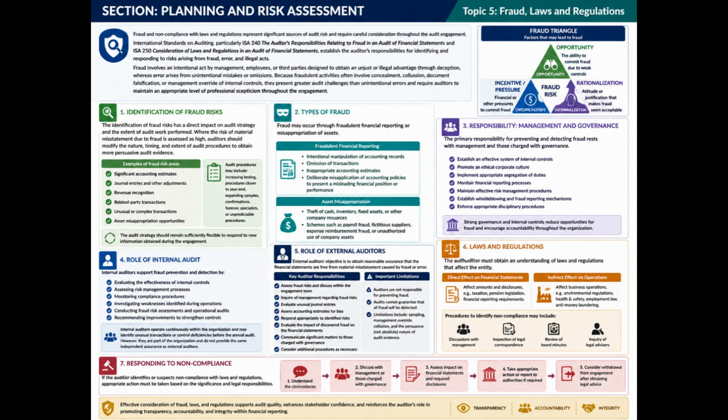Effective consideration of fraud, laws, and regulations therefore supports audit quality, enhances stakeholder confidence, and reinforces the auditor's role in promoting transparency, accountability, and integrity within financial reporting.